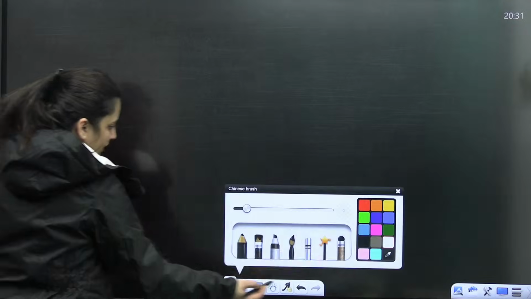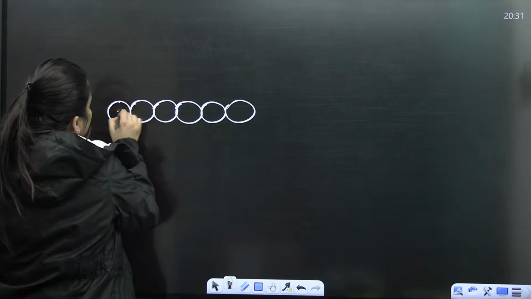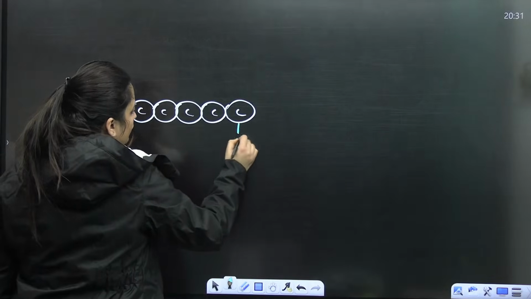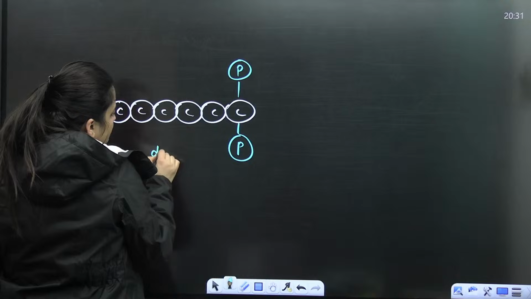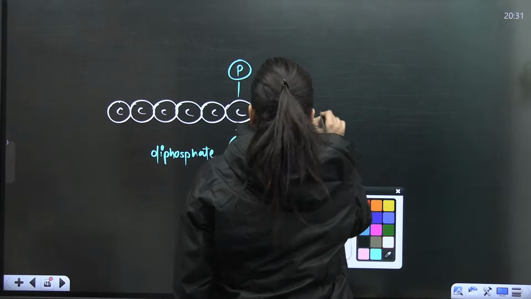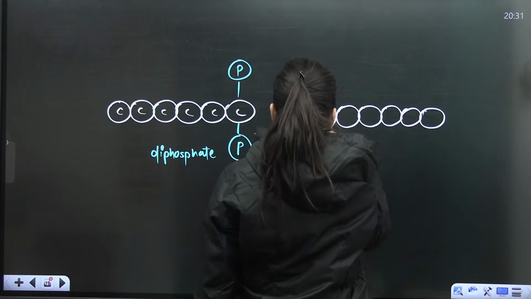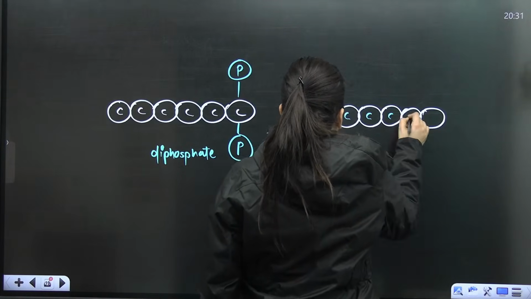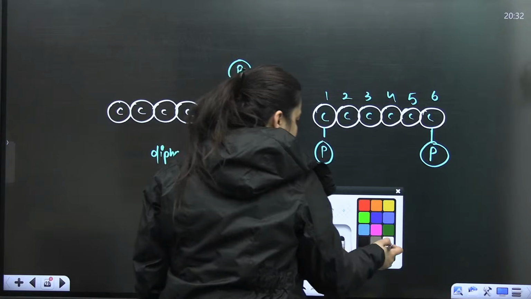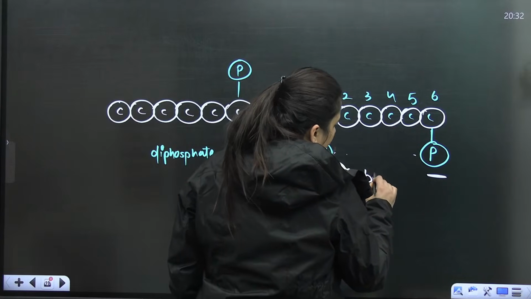Now what does it mean, students? See, if there is a compound, like let's suppose 1, 2, 3, 4, 5, 6, a 6 carbon containing compound. If there are 2 phosphates attached to the same carbon, then you will use the word diphosphate. But now here what is happening? It is 1, 2, 3, 4, 5 and 6. Here you will see one phosphate is at the first carbon, another phosphate is at the 6th carbon, right? So 2 phosphates are there in the compound but are attached to different carbons. You are using the word bis here.